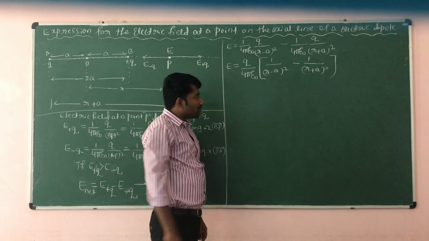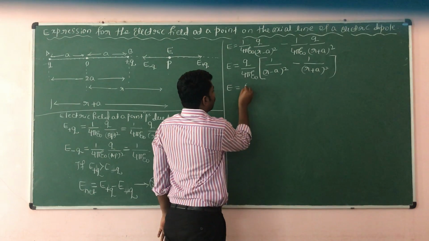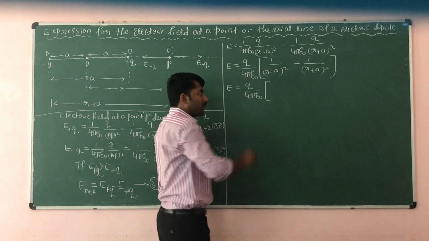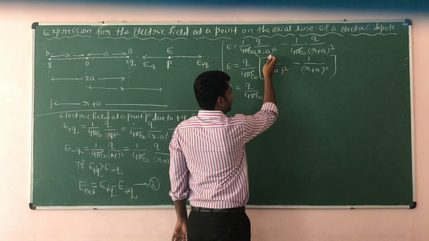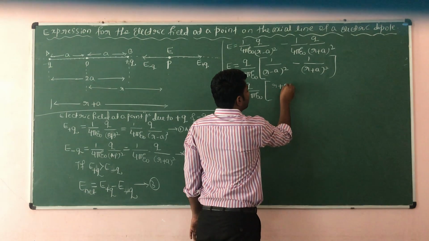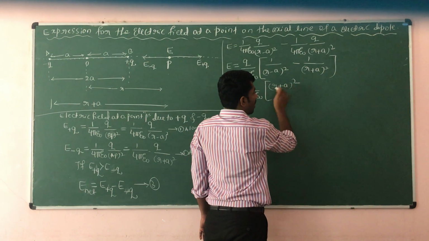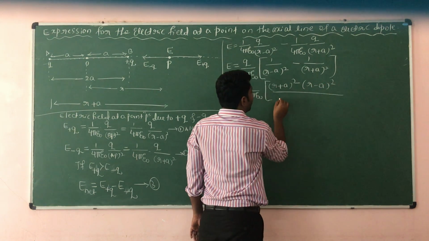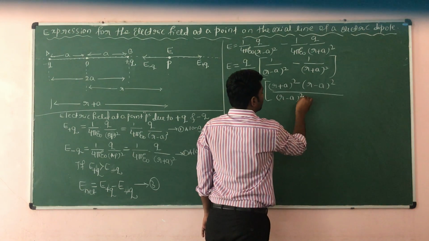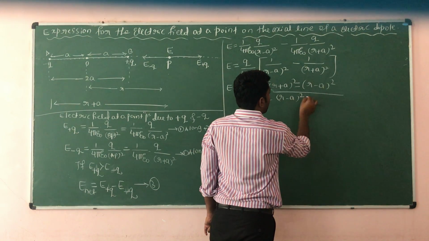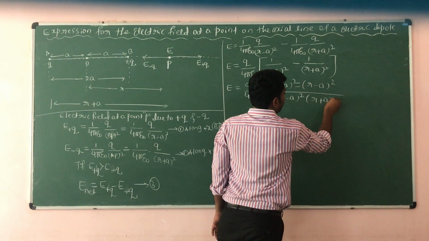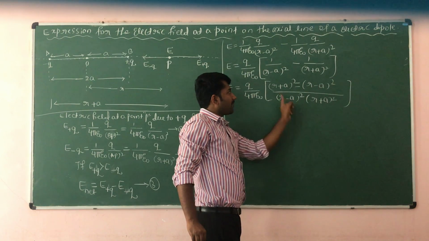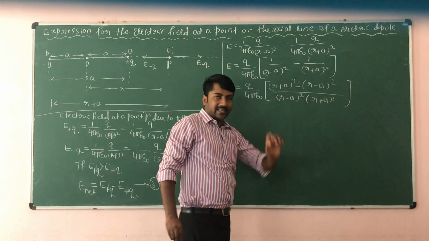When we multiply the values, E is equal to Q divided by 4 pi epsilon naught. Multiplying this value, (R plus A) whole square minus (R minus A) whole square, divided by (R minus A) whole square into (R plus A) whole square. Cross multiply: (R plus A) whole square minus (R minus A) whole square divided by (R minus A) whole square into (R plus A) whole square.